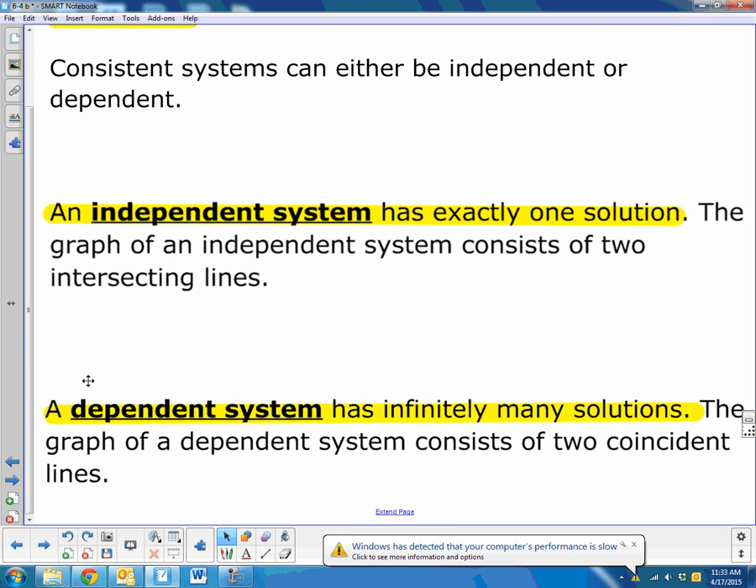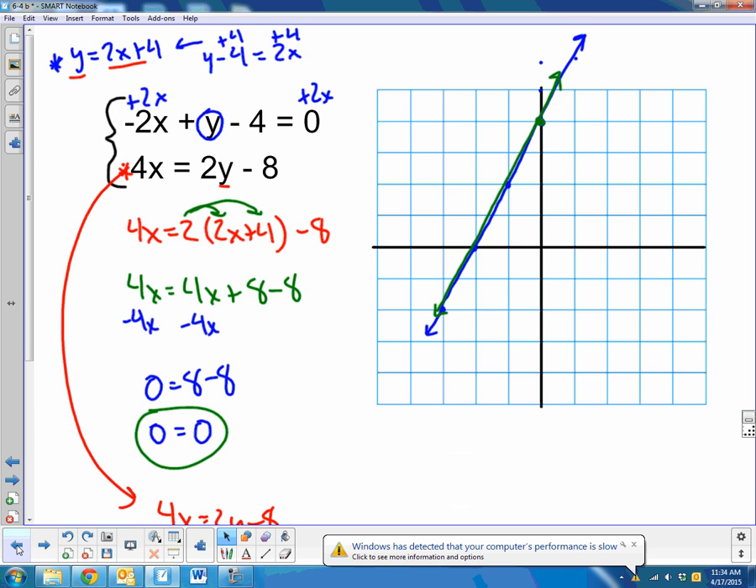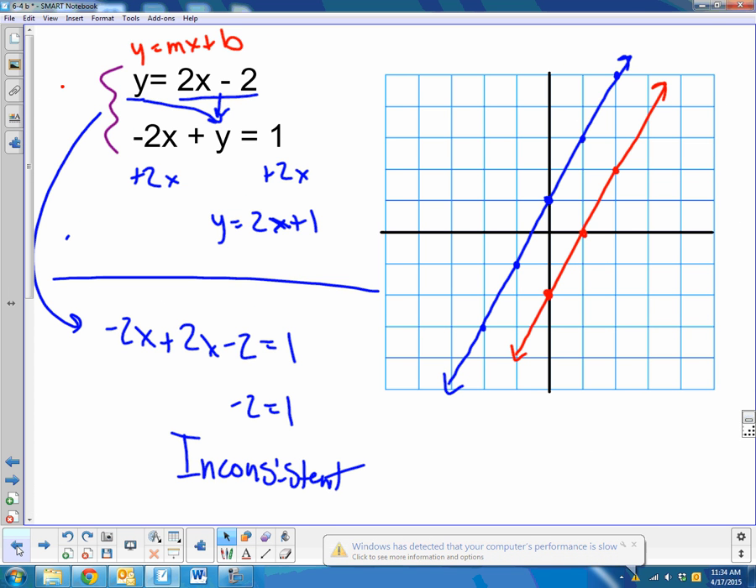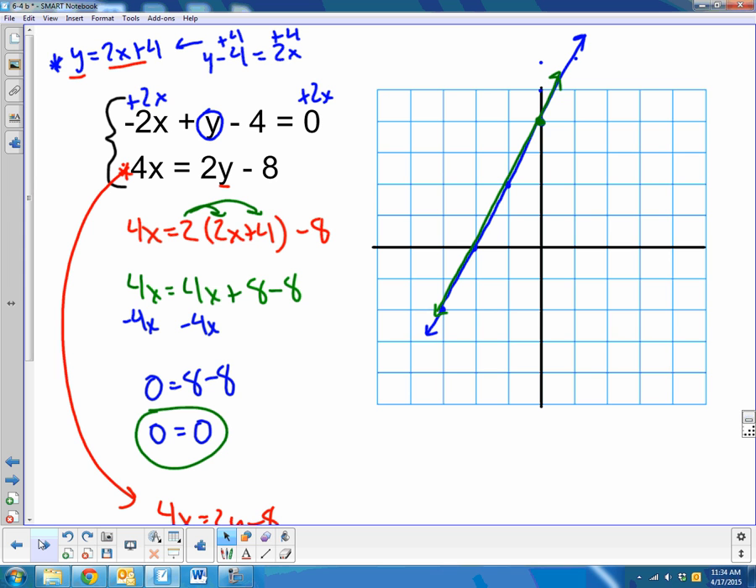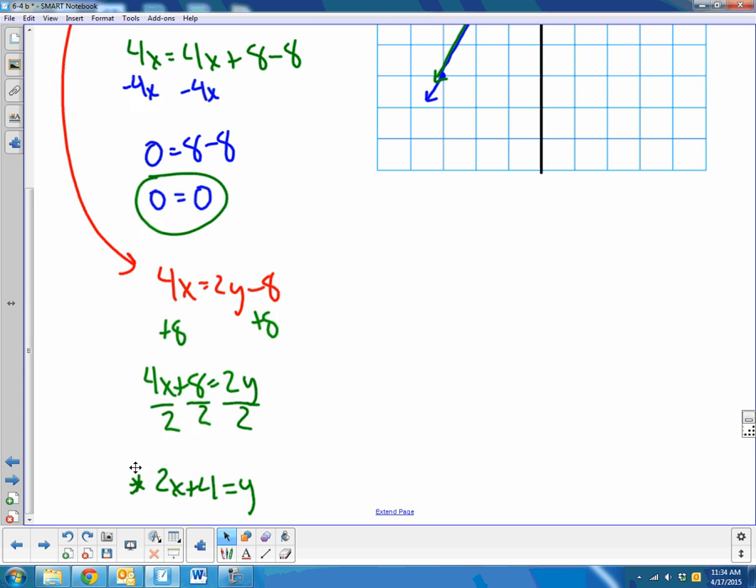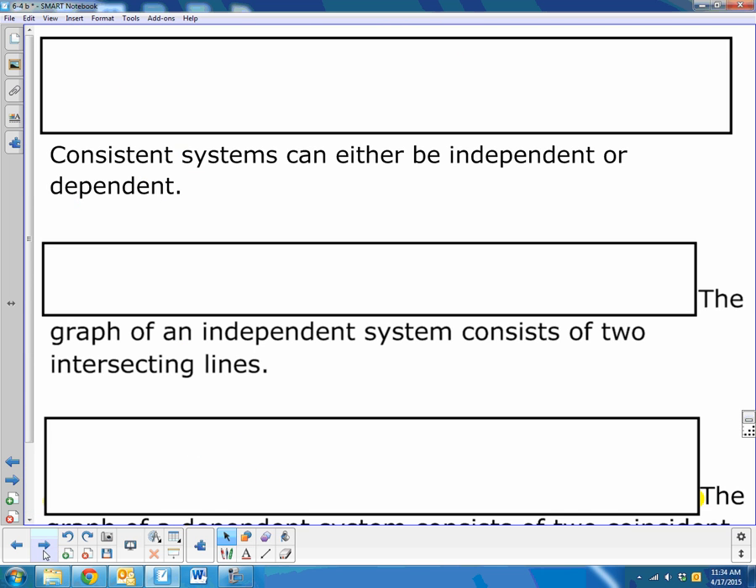Lots to take in. I'm going to give you a couple little hints here. If it's inconsistent, they're parallel lines and they're different lines. If it is dependent, it's the exact same line written twice. We had 2x plus 4 in blue, and down here in green, 2x plus 4 again. The exact same line is dependent. And if it's independent, there is an answer.